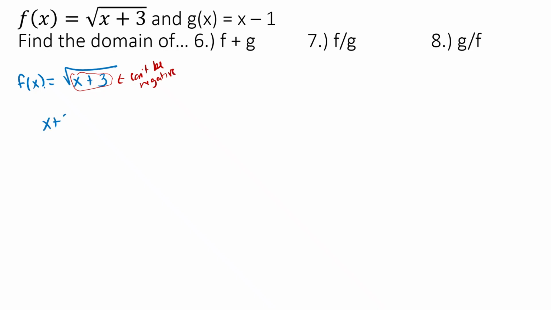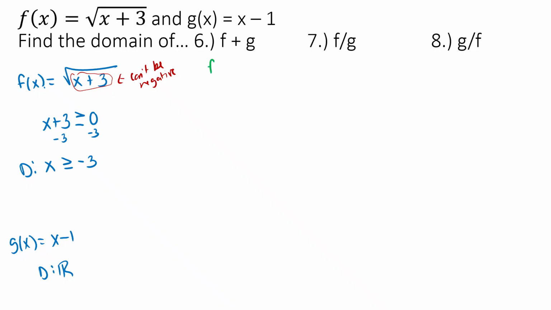So x plus 3, whatever x plus 3 is, has to be greater than or equal to 0. Okay, it could be equal to 0. We'll subtract the 3, and that lets us know that x is greater than or equal to negative 3. So that's the domain on the first one. Our second one, this is a line, so the domain is all real numbers. Okay, so finding the domain. Here we go. Good times.